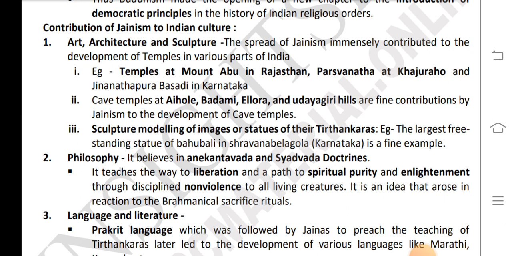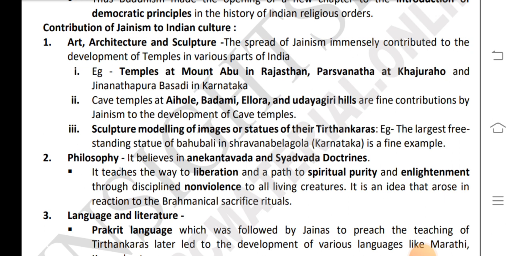Political view. In Buddhist Sanghas, every member of the Sangha had an equal voice, and the working of the Sangha was on democratic lines, and every decision of the Sangha was done based on the rule of the majority. Thus Buddhism made the opening of a new chapter to the introduction of democratic principles in the history of Indian religious orders.